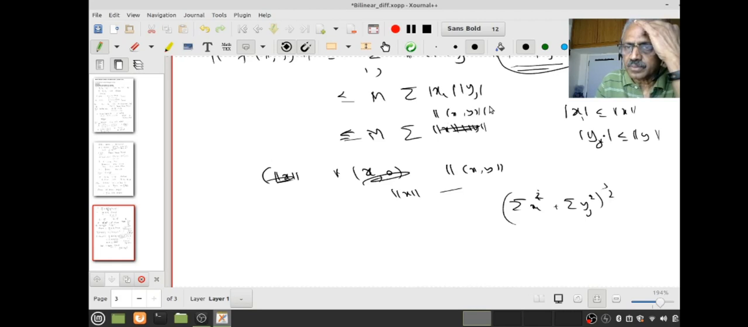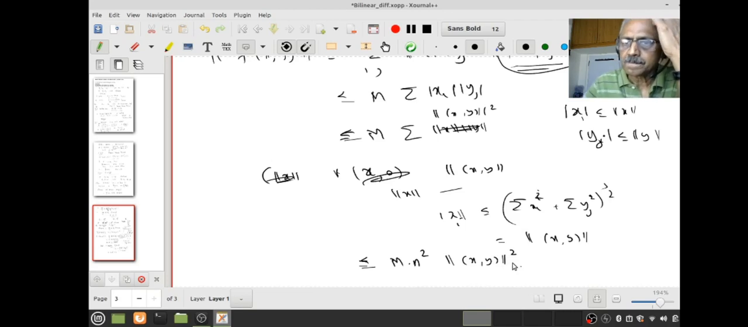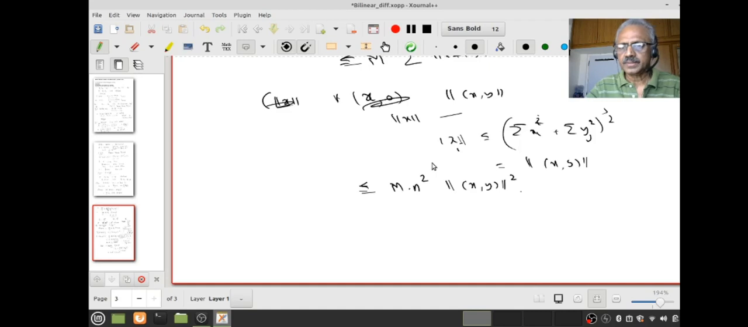Each one of the terms mod xi will be less than or equal to this, but this is norm of (x, y). Do you follow that? And similarly mod yj also will be less than or equal to norm of the ordered pair (x, y). Therefore there are two things, therefore less than or equal to. And how many such things are there? For each i and j, therefore n squared things. Therefore this is less than or equal to M into n squared into norm of (x, y) whole squared. Yeah, so that's your constant.